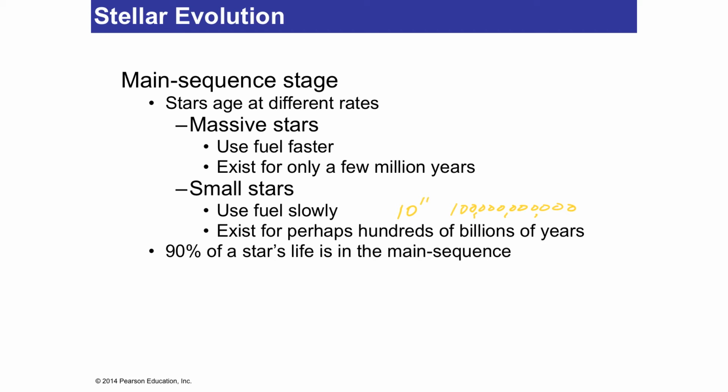Something that's going to burn through faster might only last like 10 to the 7th. 1, 2, 3, 4, 5, 6, 7. So you see that's like 10 million years. Now, that's give or take whatever, because that's the idea of if you've got that much fuel and you're burning it at this rate, how long will it take before it's gone?